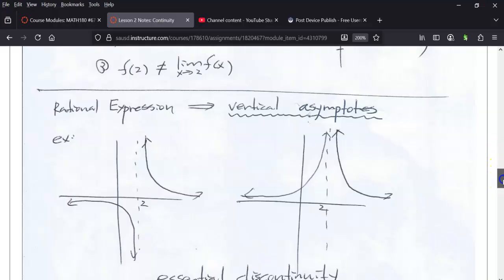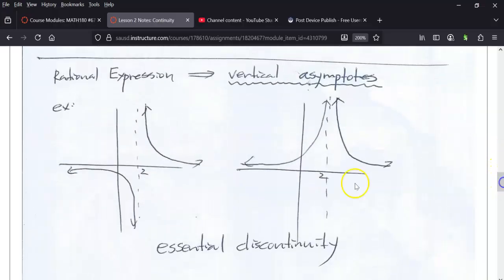Now, whenever you have a rational expression, you're definitely going to have this type of graph. Like we saw in previous chapters with 1 over x squared, or 1 over x, right? Things like that. When you have a rational expression, you're always going to have some kind of vertical asymptote, because whatever makes the denominator equal to 0, that's where you're going to have an asymptote. Any graph that has asymptotes obviously is not going to be continuous, and we call that essential discontinuity.